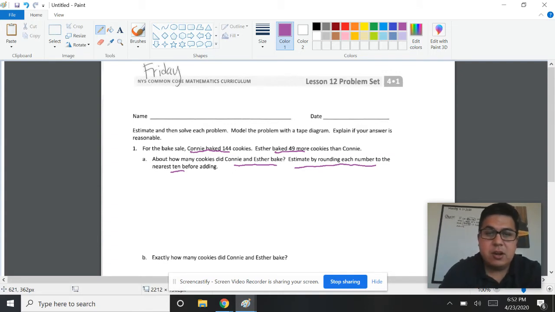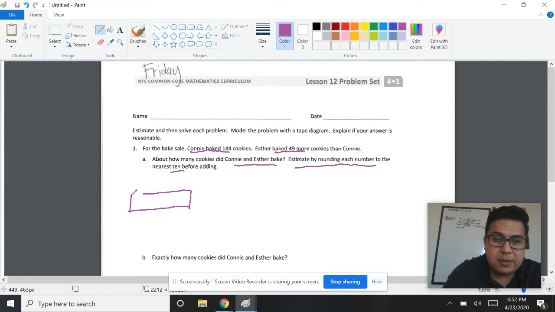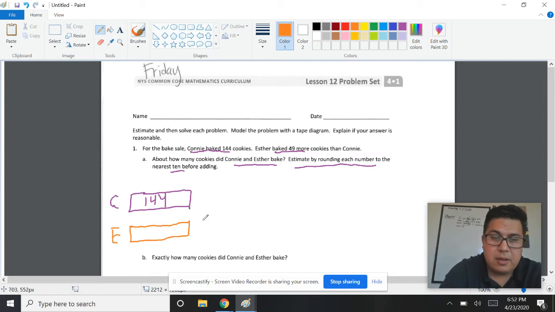So let's start off with how much Connie baked. I'm going to put C right here for Connie. Connie baked 144 cookies. So that's our tape diagram for that one. Then let's put how much Esther baked. So Esther baked 49 more cookies than Connie. So we know she had at least baked how much Connie made, right? But she also baked an additional 49 cookies.